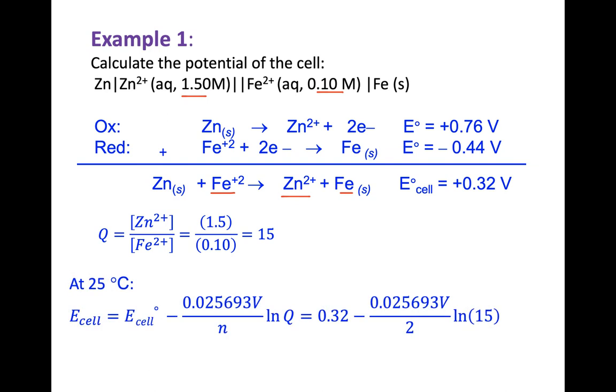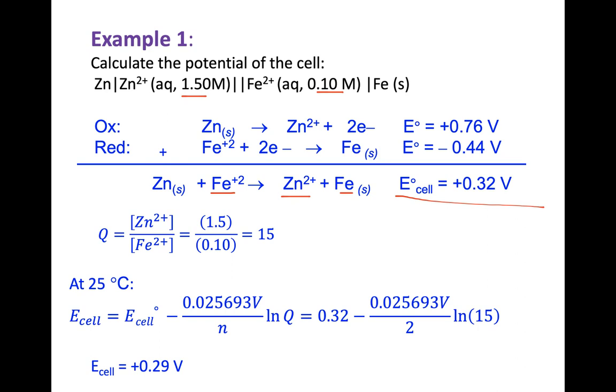So we're going to assume, since it's not given in the problem, that this is at 25 degrees. That's been our assumption this whole unit, and that works out well. So our cell potential for this particular example, these concentrations, is going to be the standard cell potential minus 0.0257 volts divided by the number of electrons being transferred times the natural log of Q. In this case, our standard cell potential we determined here is 0.32 volts. Our Q is 15. When we evaluate this, we get a cell potential of plus 0.29 volts.